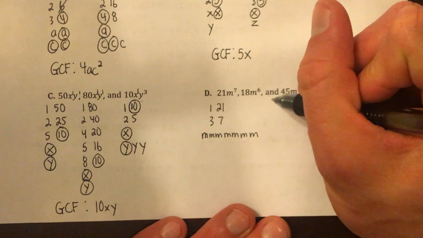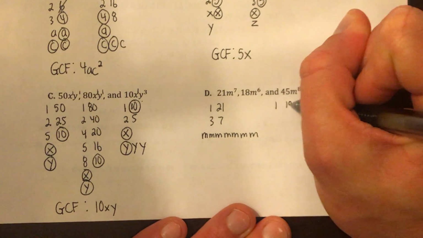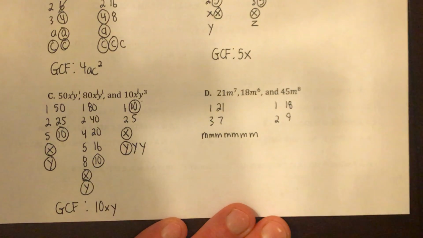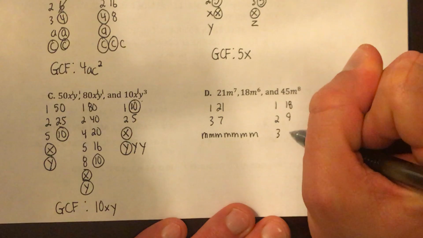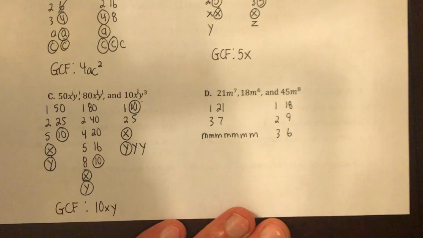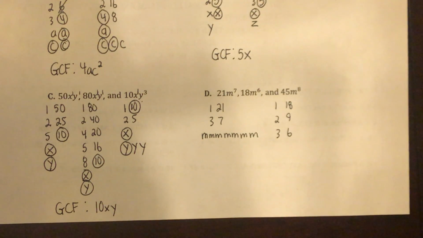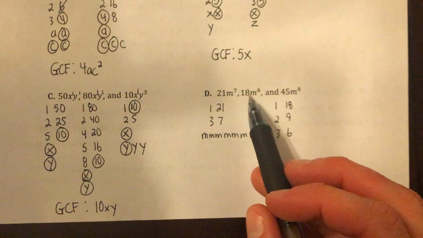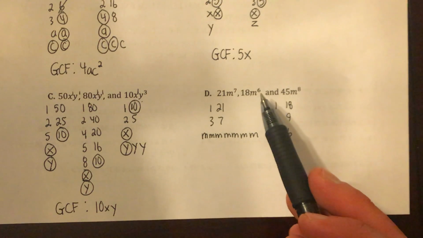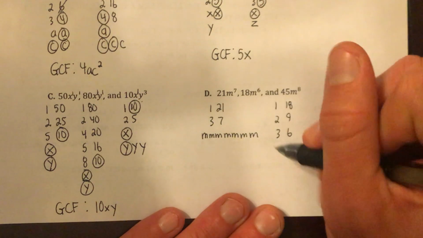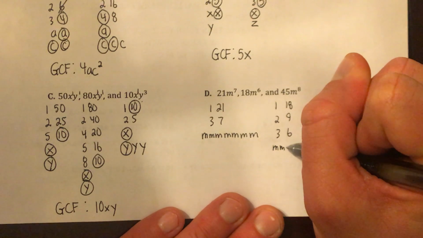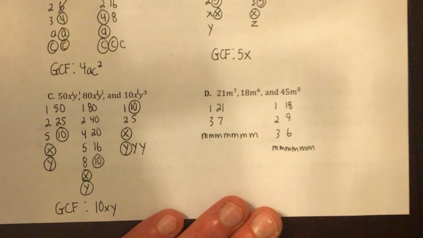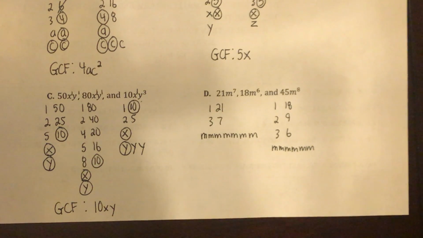So let's start with the number 18. 1 and 18. Does 2 go in? Yes, it does. 2 and 9. Does 3 go in? Yes, it does. 3 and 6. Does 4 go in? No, it doesn't. Does 5 go in? No, it doesn't. And 6 is already on our list. So good, we're done with 18. Now, how many m's do I have? I've got 6 of those. So I go 1, 2, 3, 4, 5, and 6. Now I've got 6 m's listed.